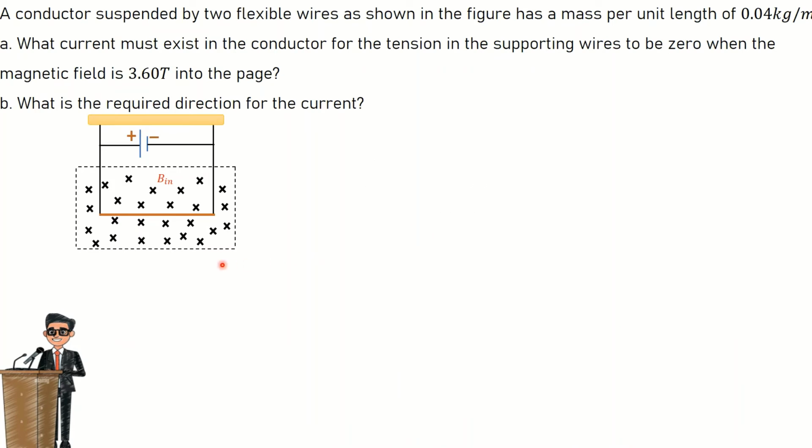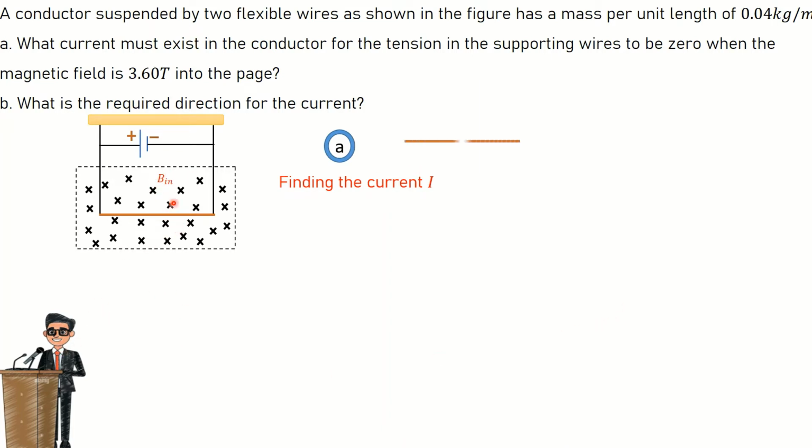Alright, so let's begin with the A question, which is asking us to find the current that must exist in the conductor for the tension in the supporting wires to be zero. Here are the supporting wires. Here is the conductor, for that tension to be zero when the magnetic field, that is B, is pointing into the page. So here is B in. Firstly, we are going to draw our free body diagram.